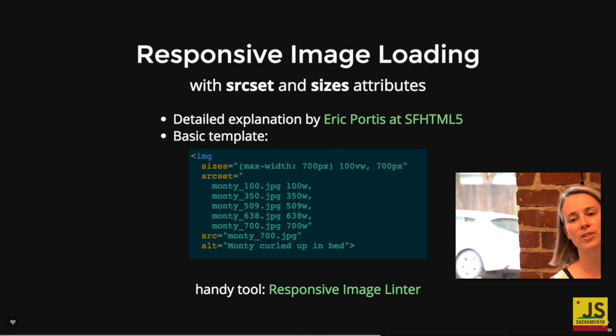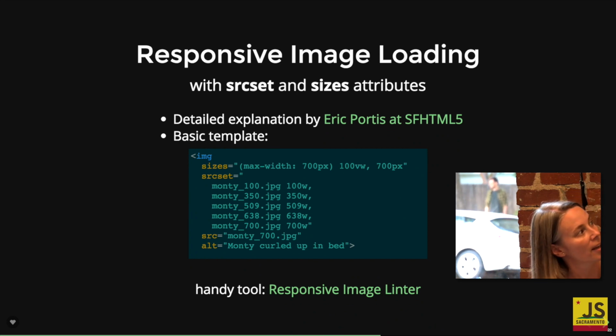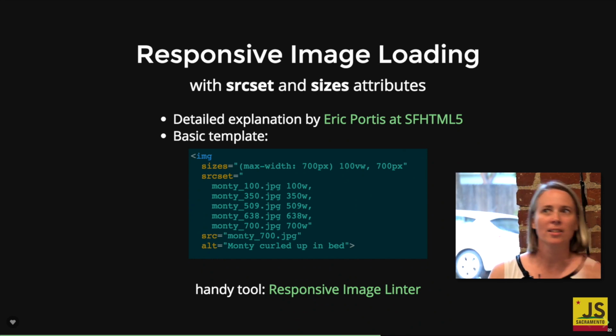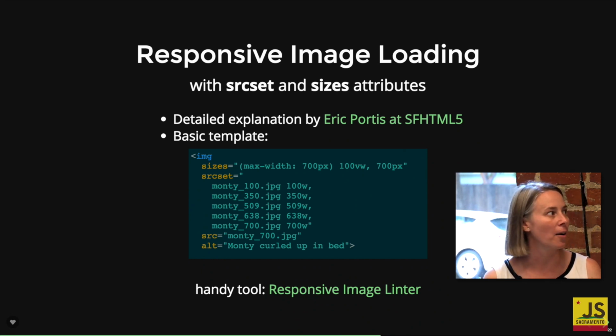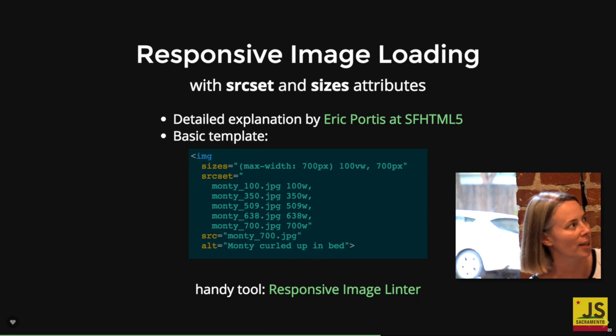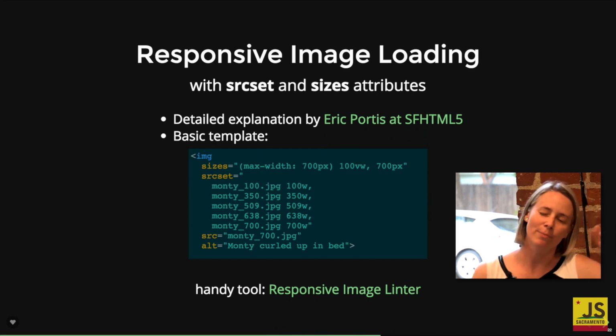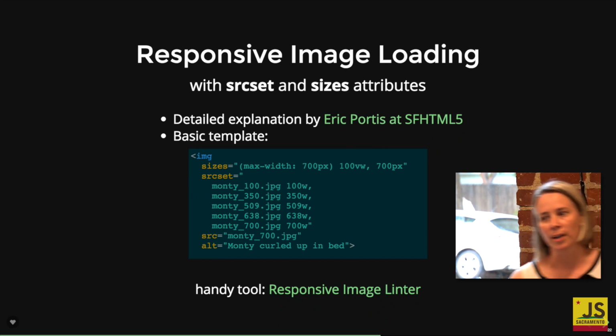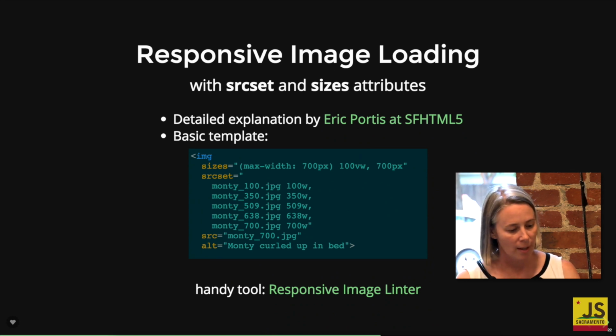And then it figures out, based on what you've told it, OK, this screen is only going to be 500 pixels wide. I'll pick this one that is, well, let's see, 509 pixels wide. That's kind of an odd number, but I'll pick that one. And oh, but actually, this browser is at 2x pixel doubling, so I have to get a bigger one, and I can pick up a larger one and use that. So that's basically how it works. Then the other parts of the image tag are the same as usual. You still have your regular src as a backup, and then an alt attribute for accessibility on the image. And another handy tool, a linter for writing responsive image markup.